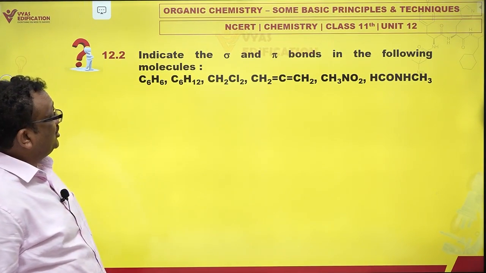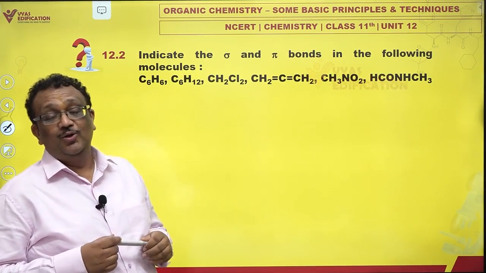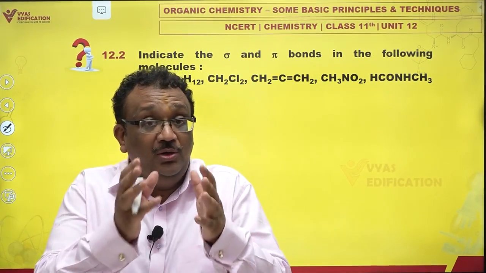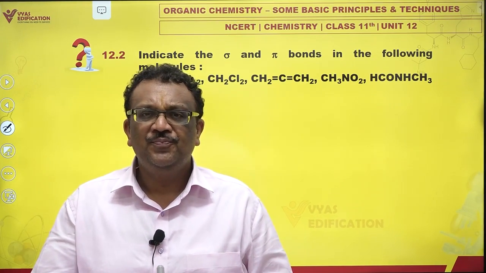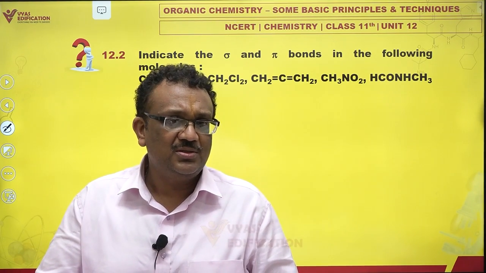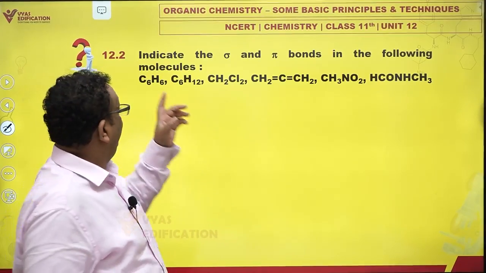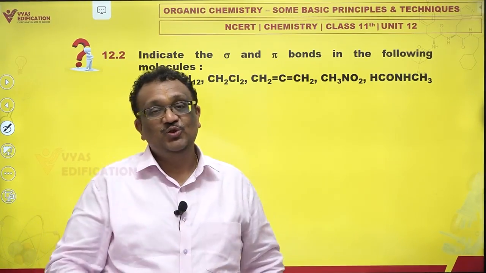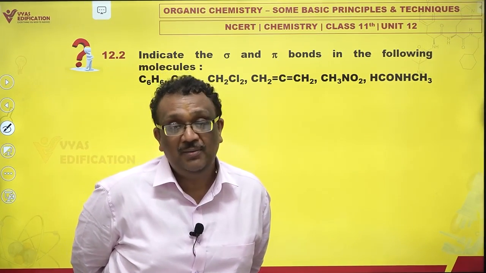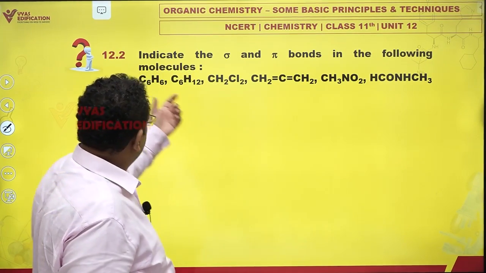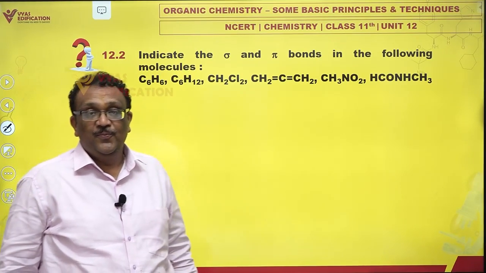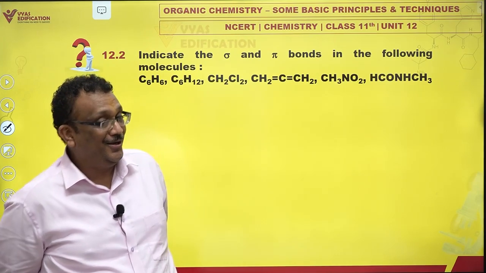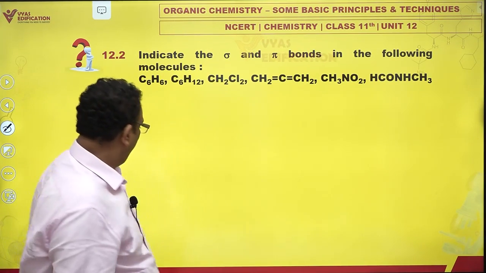Indicate the sigma and pi bonds in the following molecules. I am being offered certain molecules and I am supposed to count the number of sigma and pi bonds in them. How do you think you would be able to do this? Well, the simplest way is, first of all, draw their structures. And from their structures, you would be able to count the number of sigma and pi bonds. So let us draw the C6H6 structure. Is it benzene? No. It could be and it need not be. How? Let me show you.